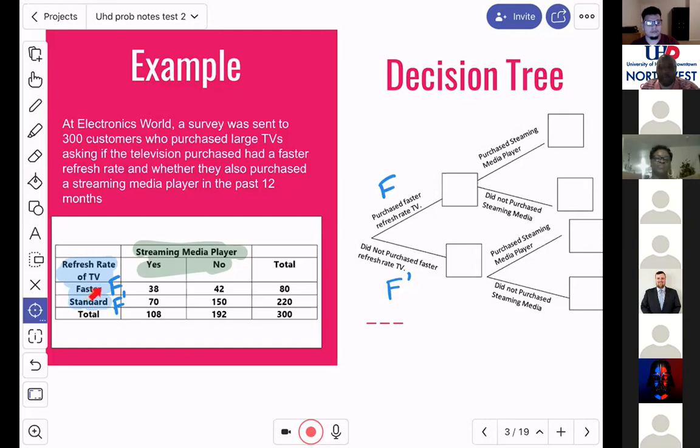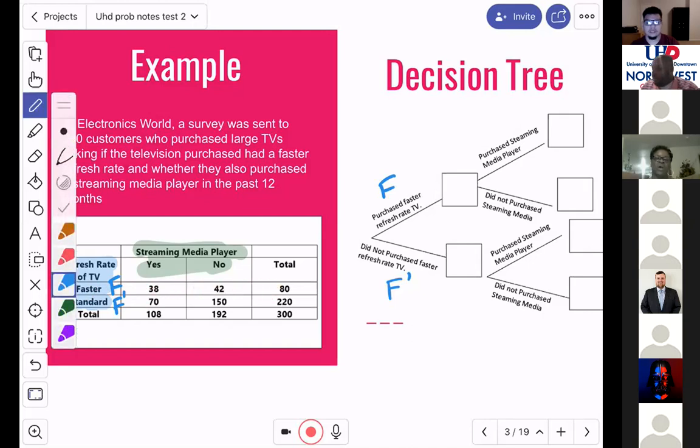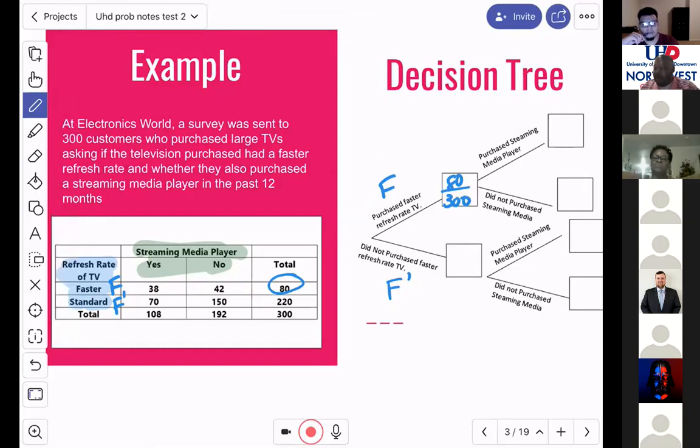Faster would be who? All of these people right here. And how many people is that? 80. So all these people have purchased a faster refresh rate TV. So we'll put in here 80 out of how many people? 300. How many purchased a standard rate TV? 220 out of 300, right? Now, if I add my numerators, 80 and 220, what should I get there? I should get 300. Everybody got that? 300. That's all the people who purchased a TV.